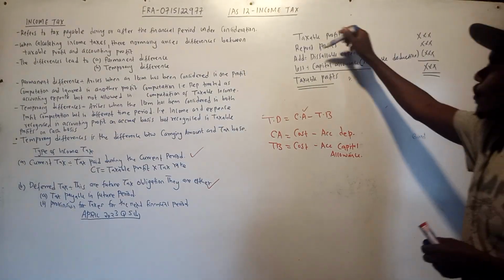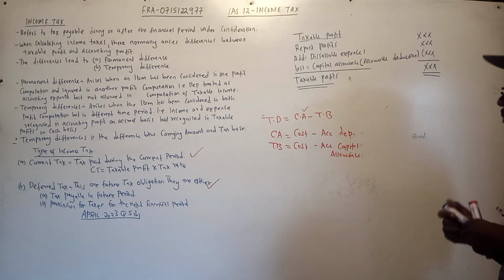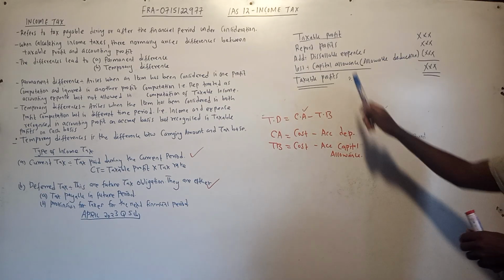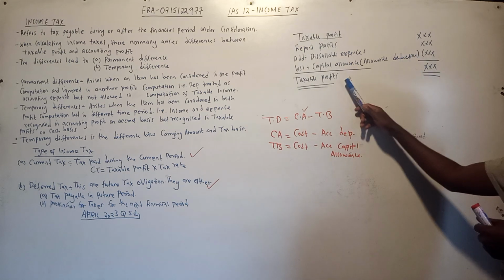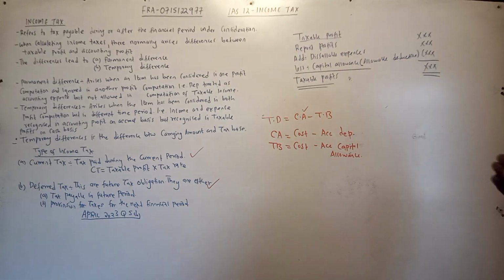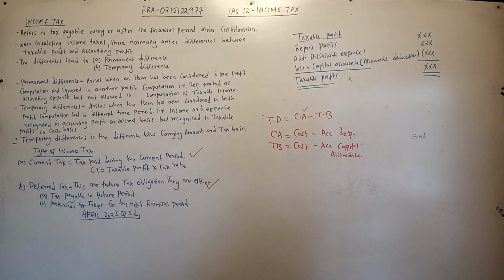So our taxable profit will be given as: we take the reported profit, we add disallowable expense, then we less the capital allowance, which is allowable deduction, then we shall get our taxable profit. So in financial reporting, we shall only consider those items. I think we are done with the current tax. Let us talk about the deferred tax.